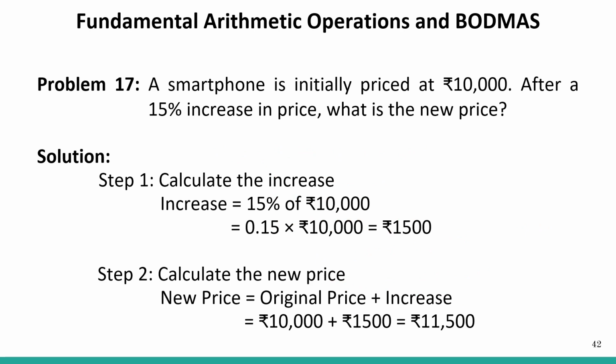So calculate the increase in price. So increase is equal to 15% of A. So this is equal to 0.15 into 10,000, that is 1500. We also evaluated the same, okay, and we got the same answer. So in step number 2, what we did was we calculated the new price. What is the new price? New price is equal to original price plus increase in price. Original price or initial price was 10,000 and the increase in price was 1500. So the new price is 11,500.